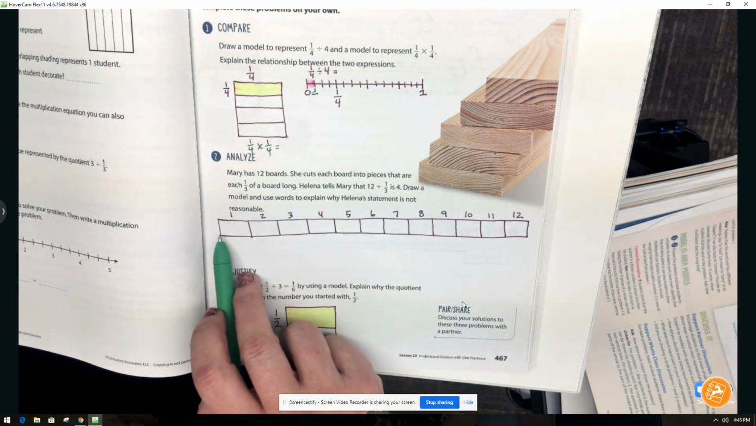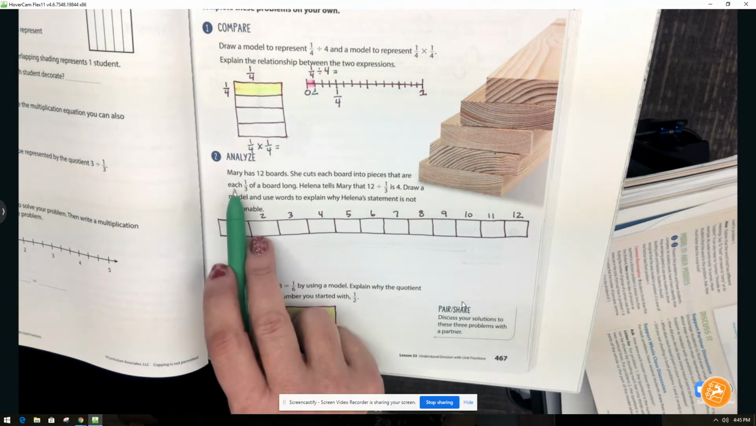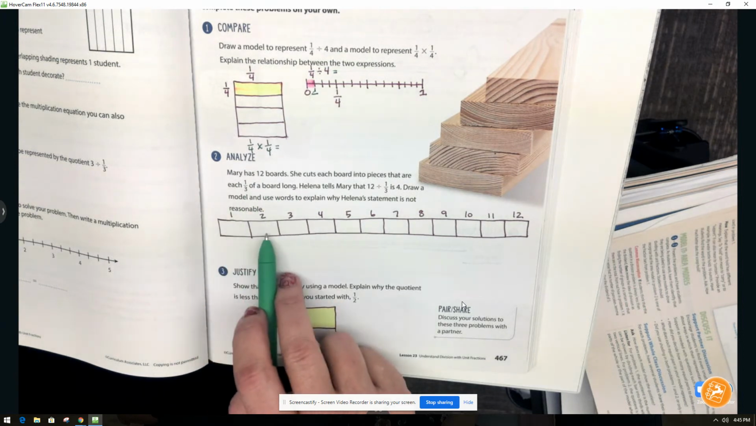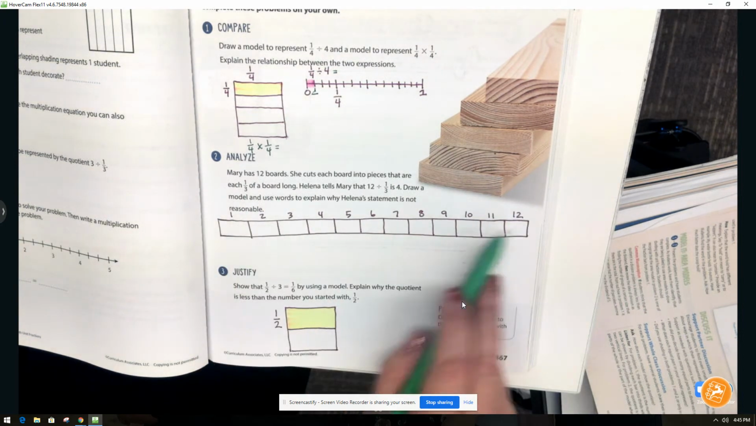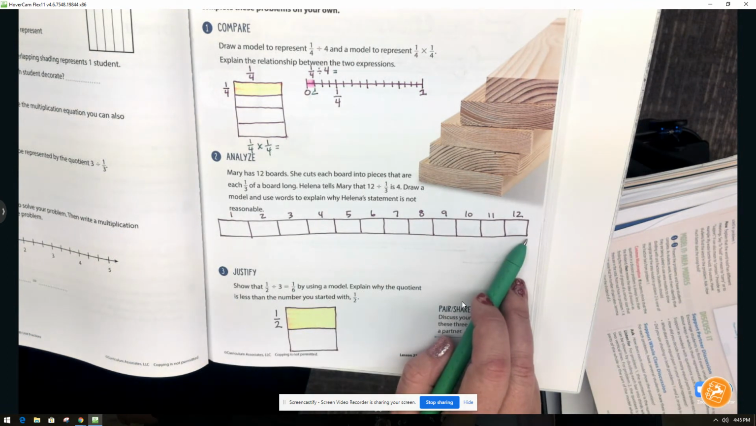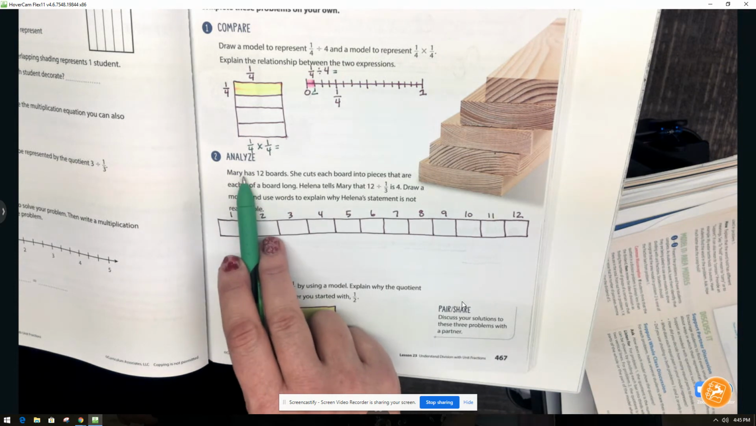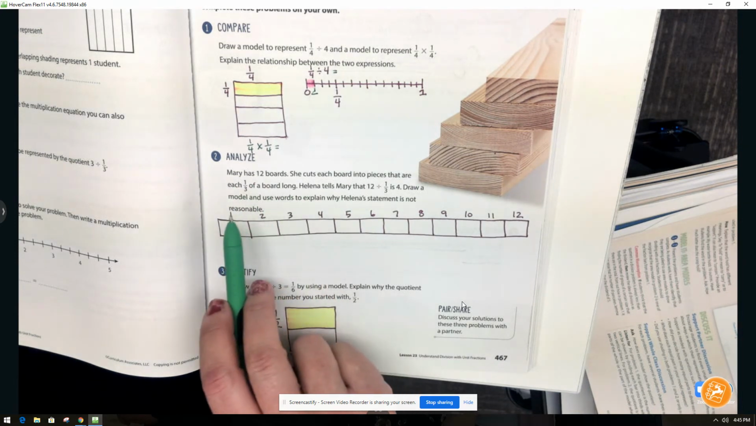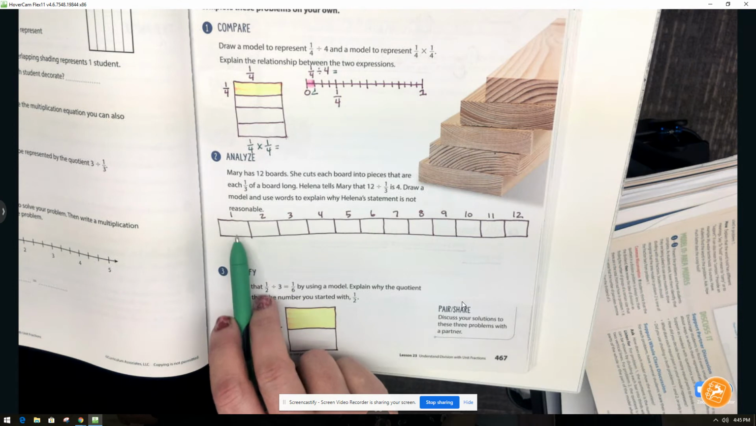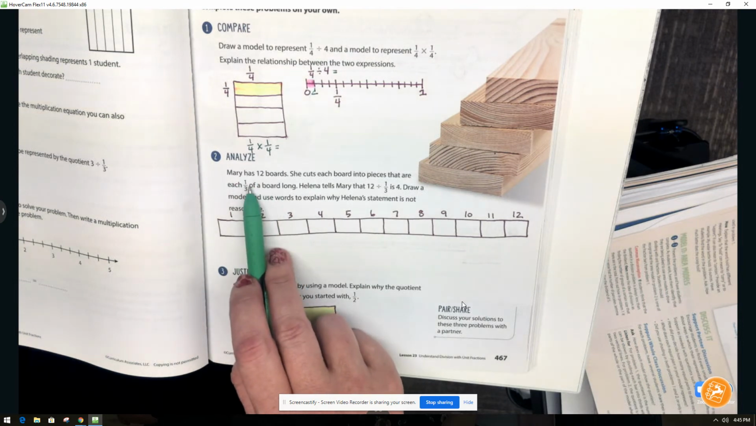Now I went ahead again and helped you out. I drew Mary's 12 boards, one board up to 12 boards. So here are 12 boards. Now, Mary cuts each board into pieces that are 1/3 of a board long. So she's going to cut each of these boards into 1/3 pieces.